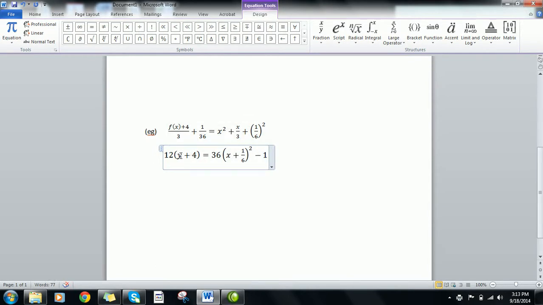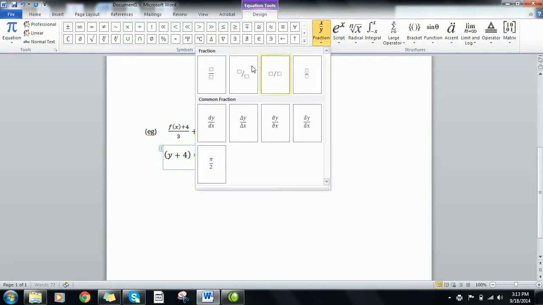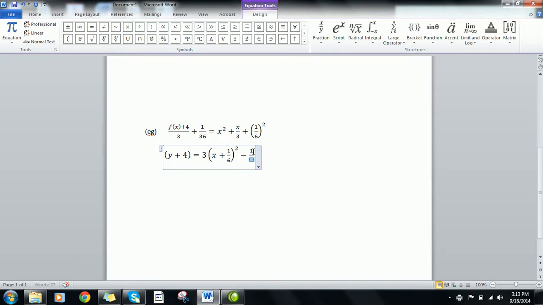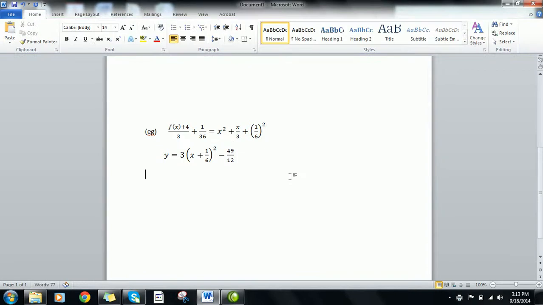Again, I'm trying to isolate y. I'm going to divide everything by 12. So the 12 goes away. That becomes a 3 here, and this becomes a 1/12 here, really. And then, of course, all I have to do is subtract 4. This just becomes y. And when I subtract 4 from negative 1/12, 4 is 48/12. So I subtract from negative 1/12 another 48/12. I get negative 49/12.